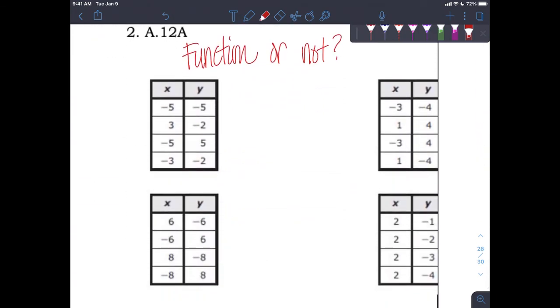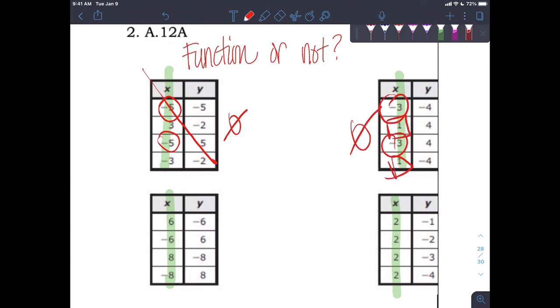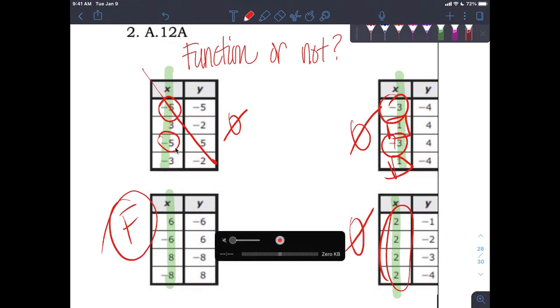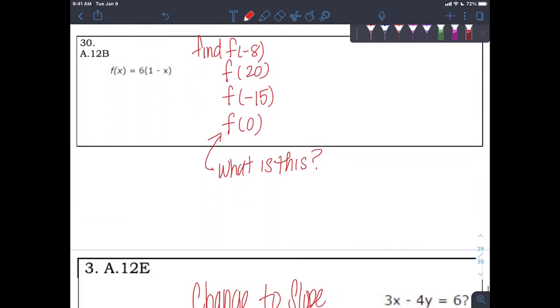Function or not a function? Simple. Do I see any repeating x's? I don't care about those y's. Only the x's. So I'm looking. Yep. Not a function. Certainly not a function. And this is a function. So notice, repeating -5, repeating -3, repeating +1, all repeating +2, no repeats. Function, not. Simple and quick. You got this.